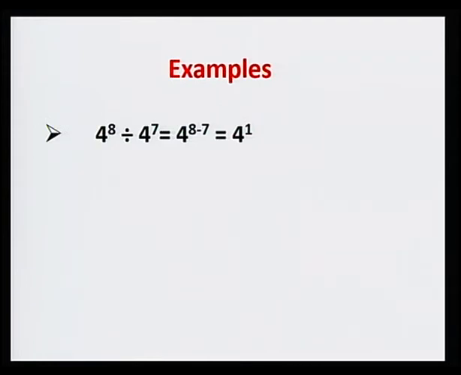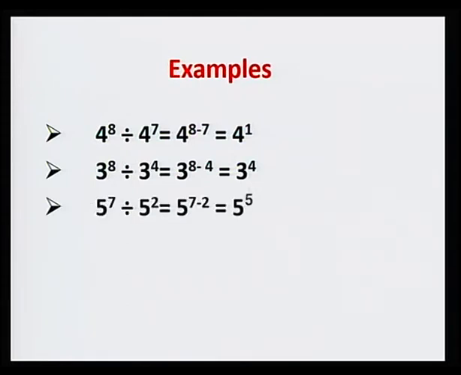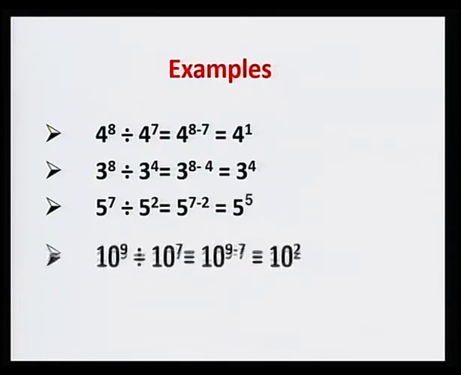4 raised to the power of 8 divided by 4 raised to the power of 7 equals 4 raised to the power of 8 minus 7, which is 1, so 4 raised to the power of 1. 3 raised to the power of 8 divided by 3 raised to the power of 4 equals 3 raised to the power of 8 minus 4, which is equal to 3 raised to the power of 4. Here we have the powers 7 and 2. The base is 5. So the answer will be 5 raised to the power of 7 minus 2, which is 5 raised to the power of 5.